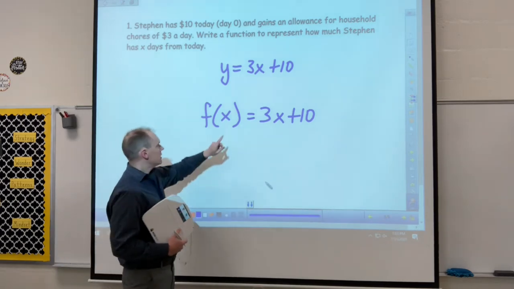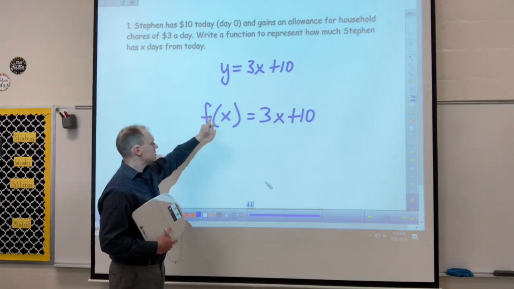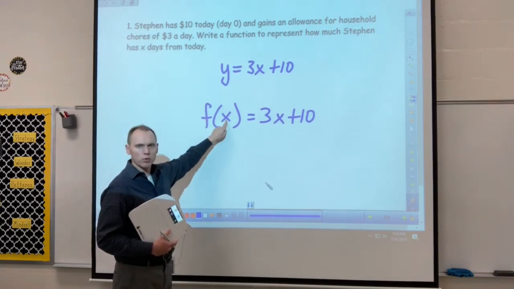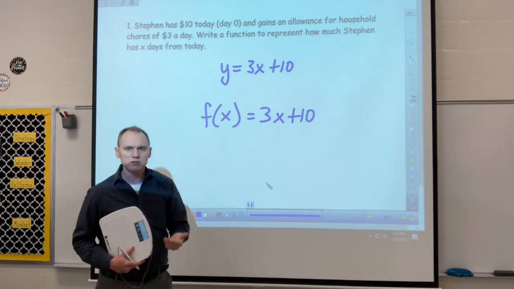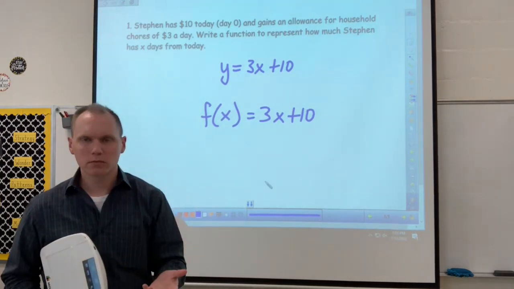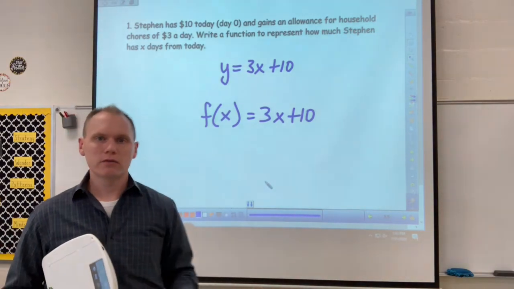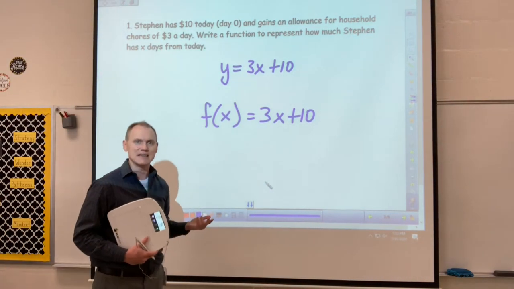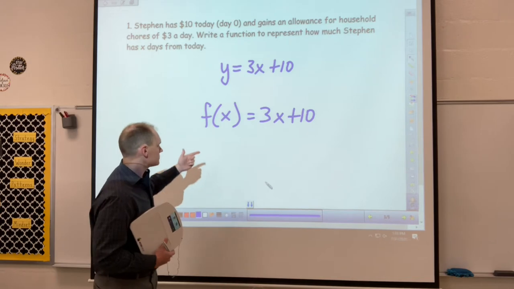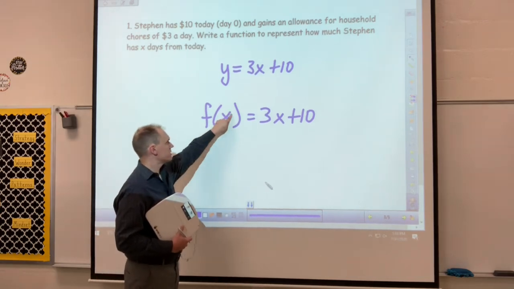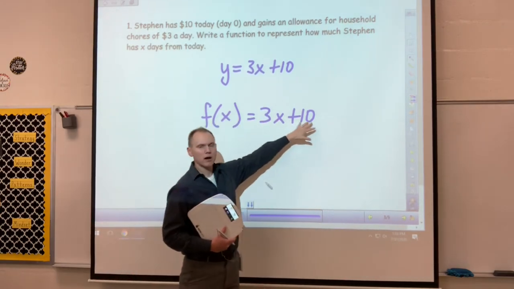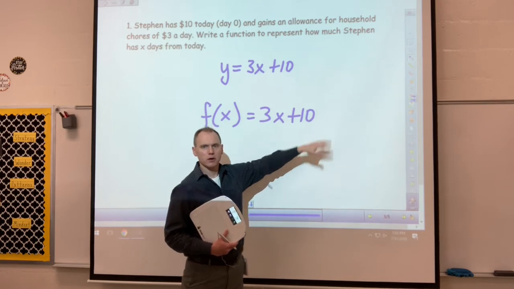Secondly, it tells us not only the name of the function, but it tells us what variable we're working with. Most of the time, you've probably already been using x for the most part. However, there may be other variables. Another common one is t for time. So it names the variable, so I know what variable I'm working with in here.